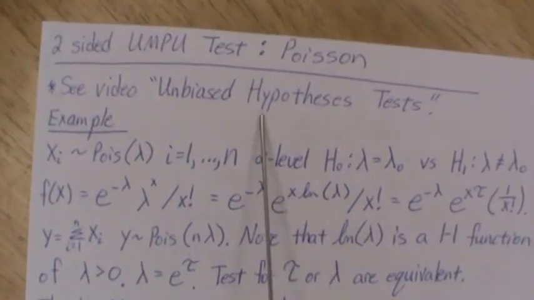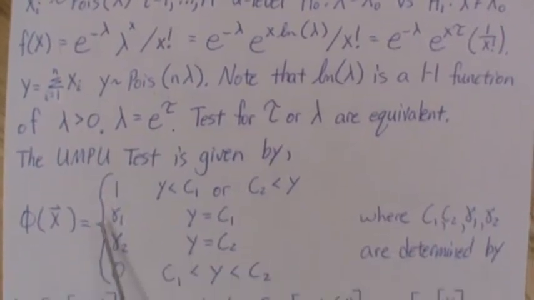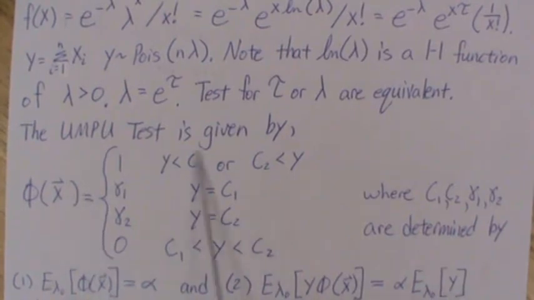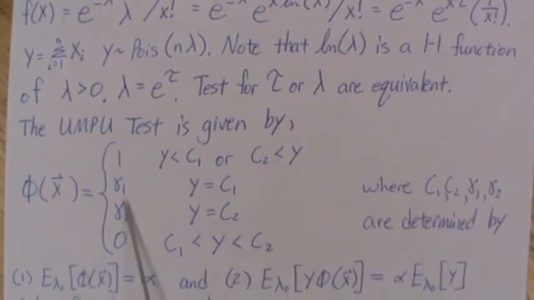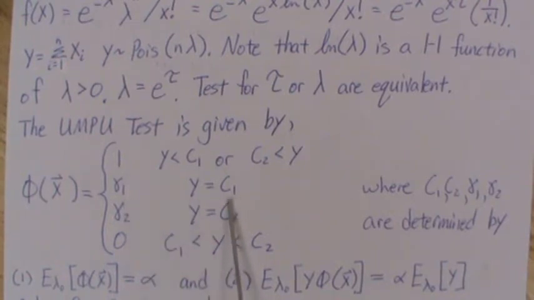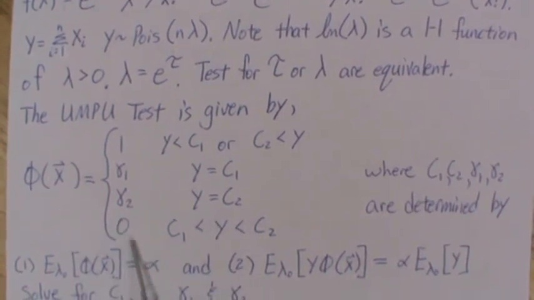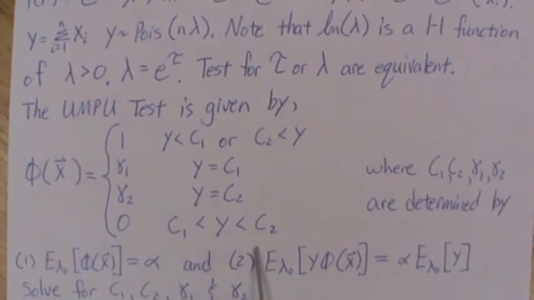So according to the theorem in this video, the uniformly most powerful unbiased test is given by this test function phi. It's a function of our data. It equals 1, which means we reject the null hypothesis, if y is less than some C1 or greater than some C2. We reject the null hypothesis with probability gamma 1 if y is equal to C1. The test function is gamma 2 if y is equal to C2. It's 0, meaning we do not reject, if y is between C1 and C2.